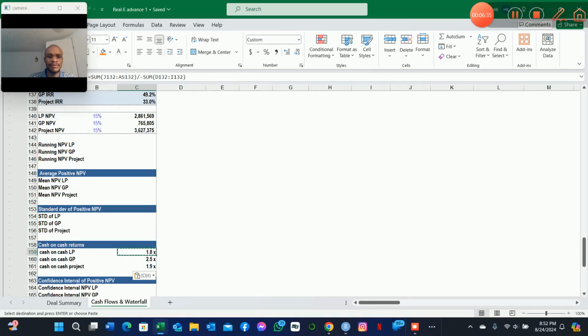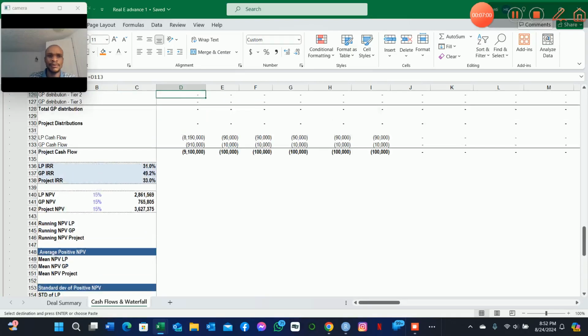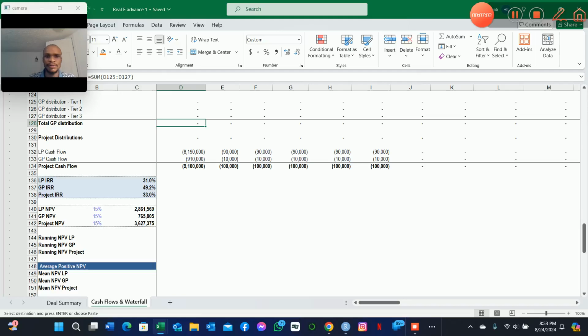The only limitation about the cash-on-cash returns is that it doesn't take into account the time value of money, and as a result, we are not certain about these cash returns. But in this case, we can just say that this is what we will expect: 2.5 times the initial investment for the GPs. So thank you very much.